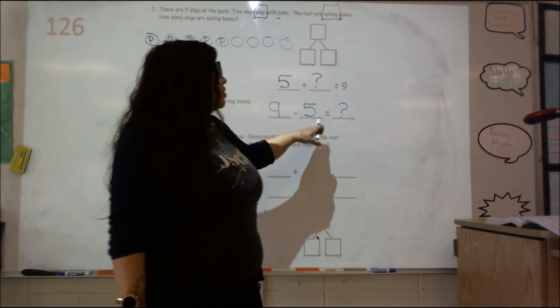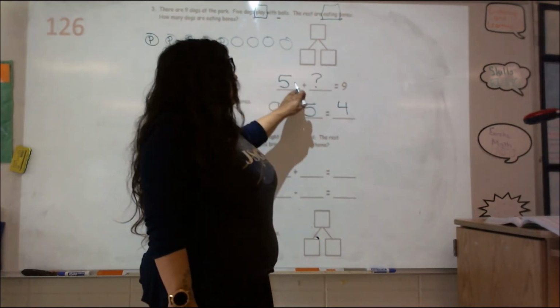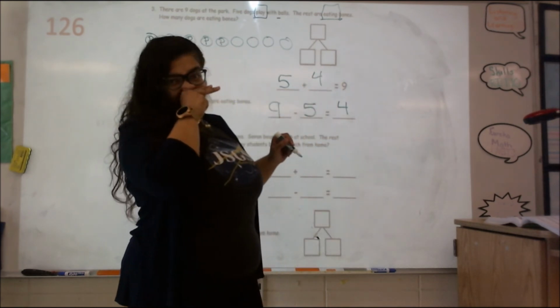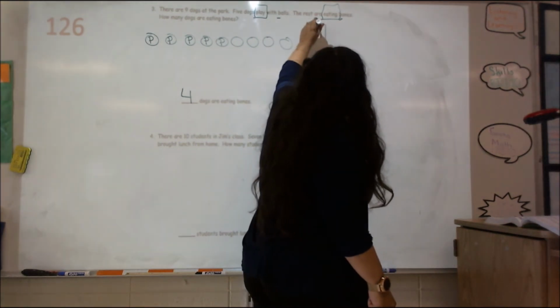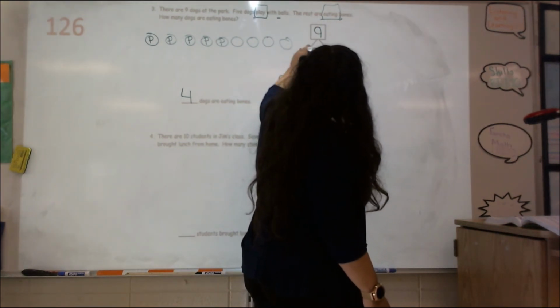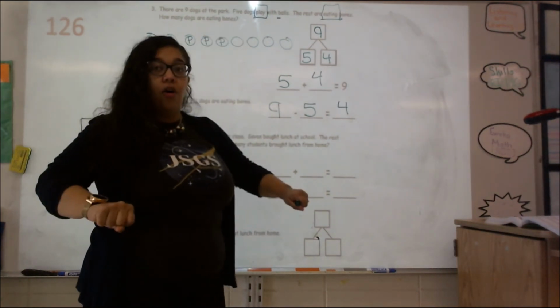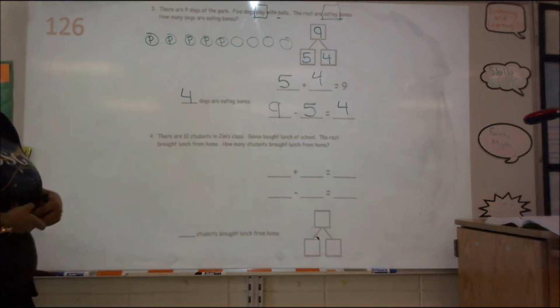9 minus 5 is equal to 4. 5 plus 4 is equal to 9. And as we've already seen, these come from the same number bond. The whole does not change, and the 2 parts that I'm interested in seeing from this whole are 5 and 4. Let's do one more practice problem.